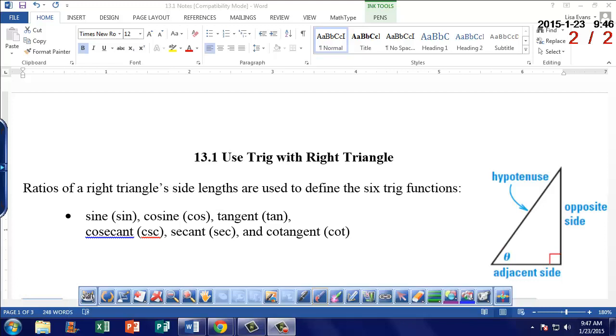Hello, today we're doing lesson 13.1 using trig with right triangles. Ratios of right triangle side lengths are used to define the 6 trig functions. Sine, cosine, and tangent you're already familiar with, and we remember it as SOHCAHTOA.